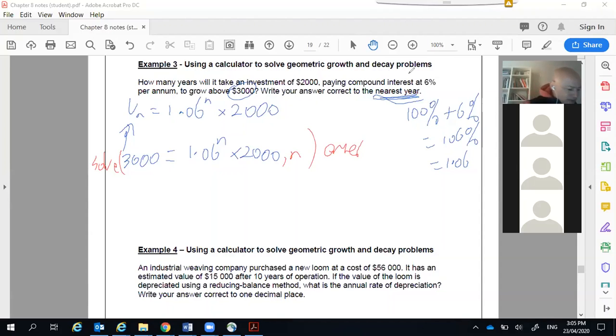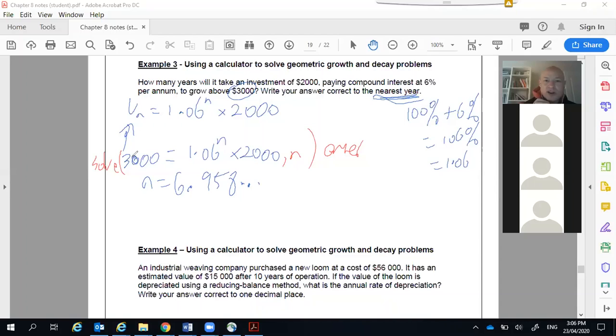So let me do it as well. So menu, algebra, 1 to solve 3,000 equals 1.06 to the power of n times 2,000. Oops, forgot to hit my right arrow. To the power of n, right arrow, times 2,000, comma, n. And I get n equals 6.958, etc. Okay, but at exactly 6.958 years, it is equal to $3,000.